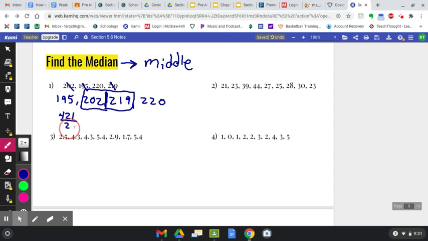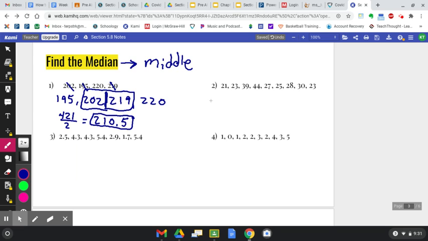And I want to find the average of that. So I divide that by 2 because I have 2 data points there, and I get 210.5. So the median value there is 210.5. Okay, now, if there's an odd number of points, let's first reorder this.